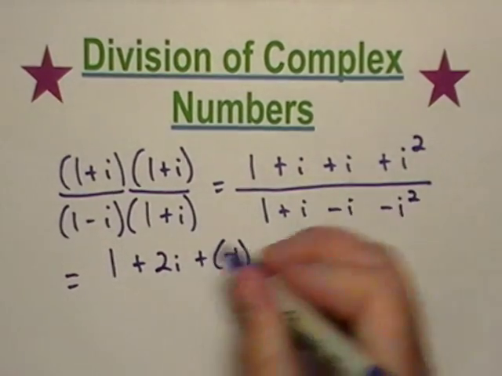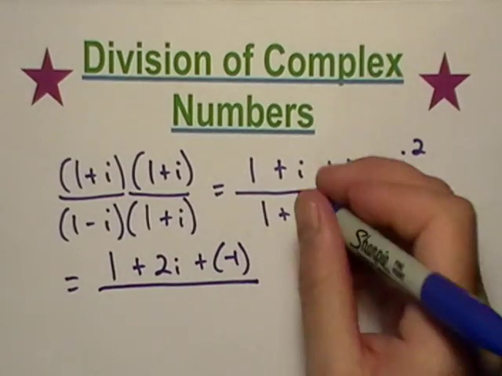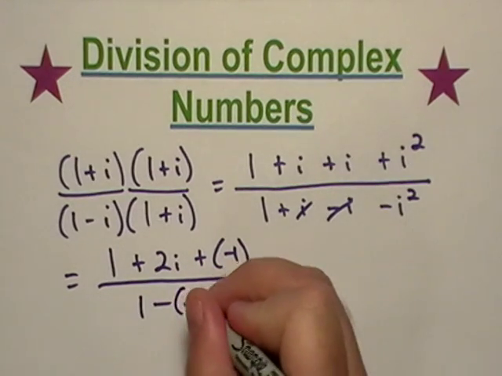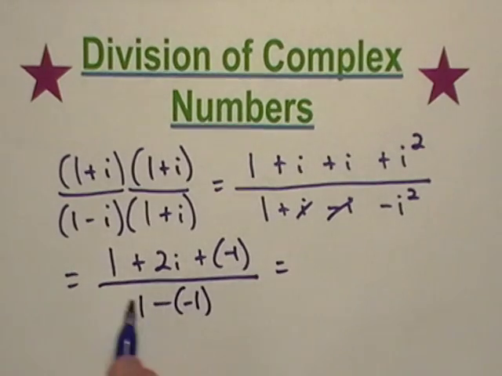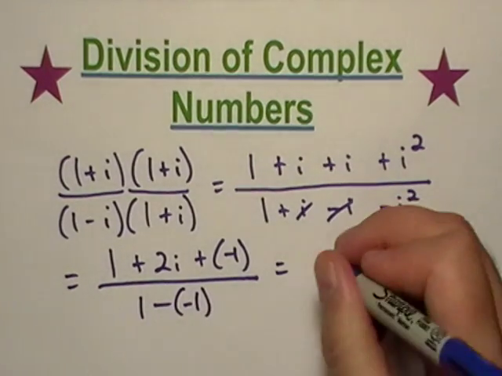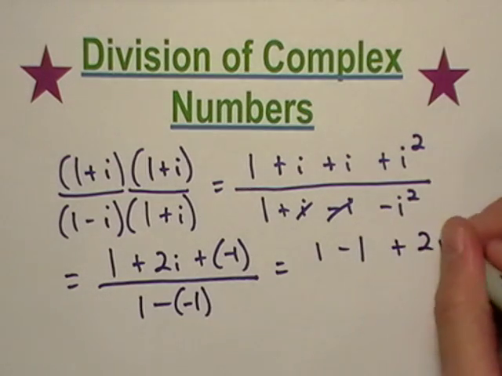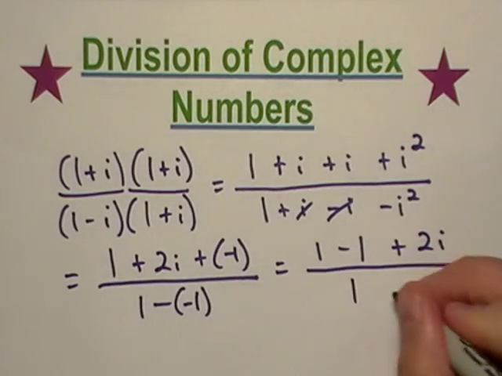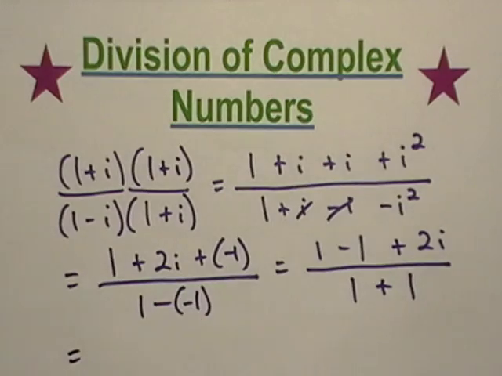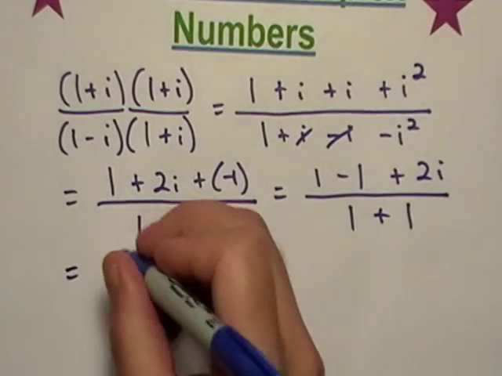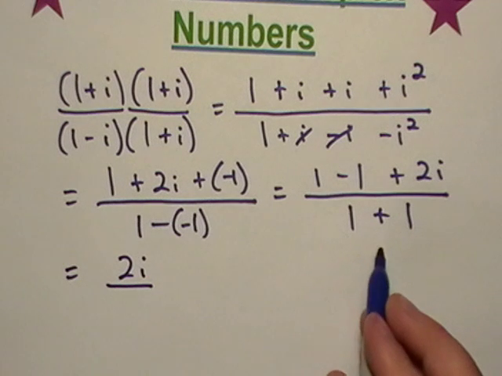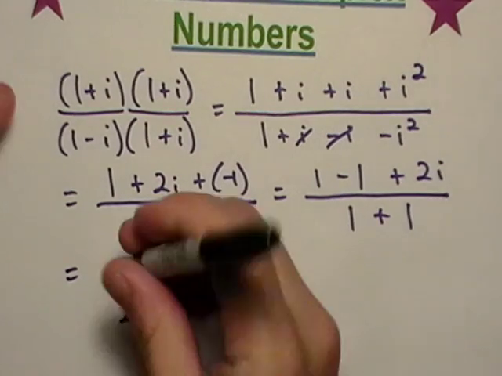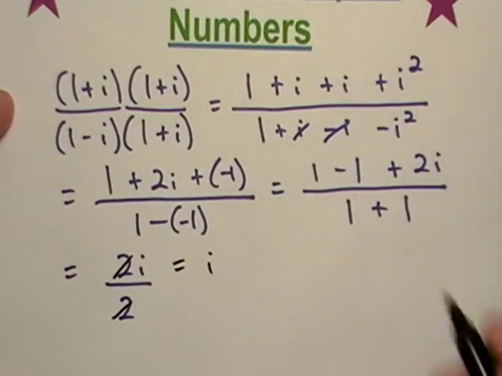We know i squared is equal to -1. We know that these will just cancel out. They'll go to 0. And I have 1 minus i squared, which is just -1. If I combine my like terms, I get 1 minus 1 plus 2i. And if I subtract a negative number, I'm really adding. So where are we at now? We're at 2i over 2. And you could say that the 2's cancel out and you're left with just plain i.